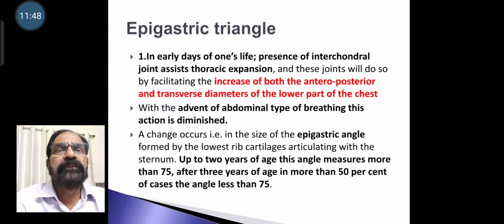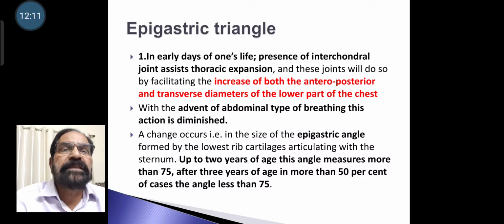Epigastric triangle. In the early days of one's life, the presence of interchondral joints assists thoracic expansion. These joints do so by facilitating the increase of both anteroposterior and transverse diameters of the lower part of the chest. With the advent of the abdominal type of breathing, this action is diminished.